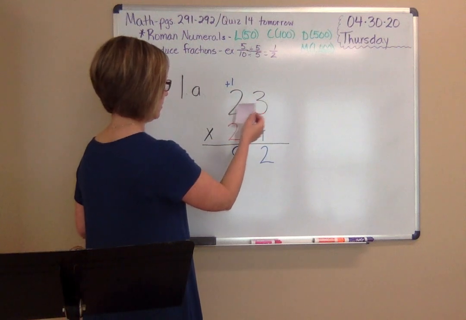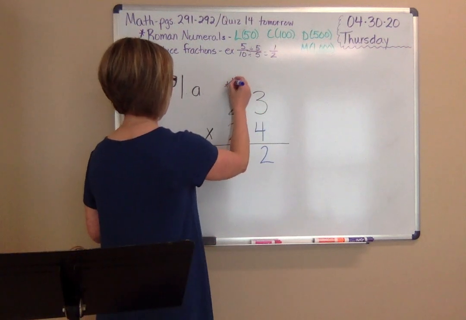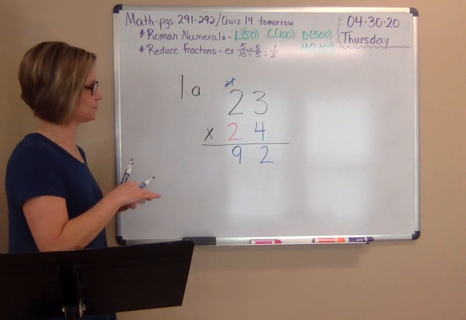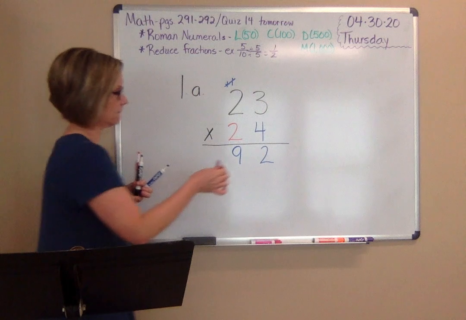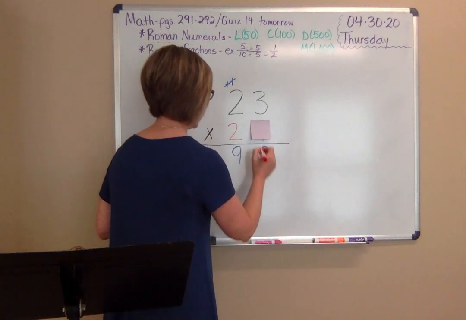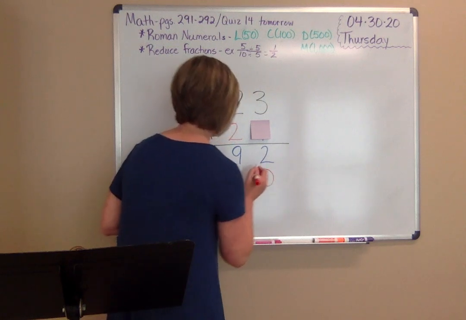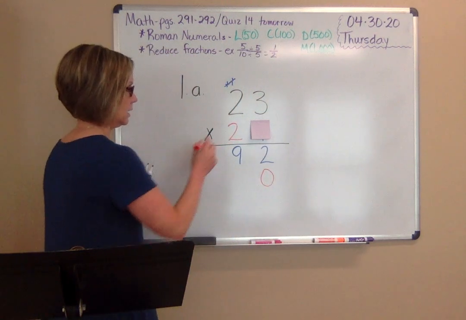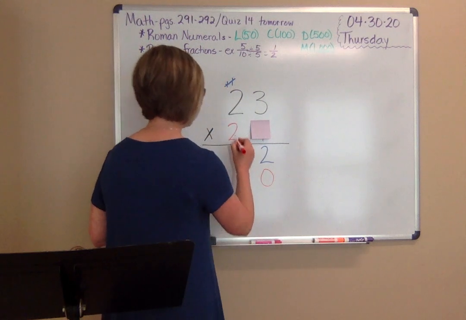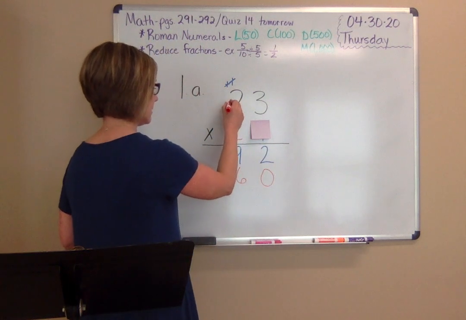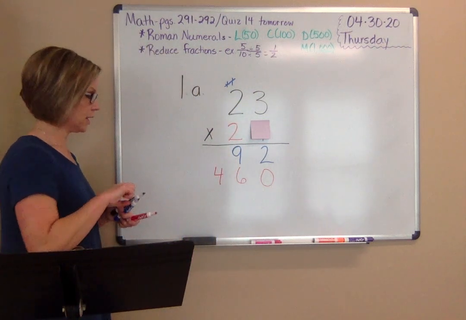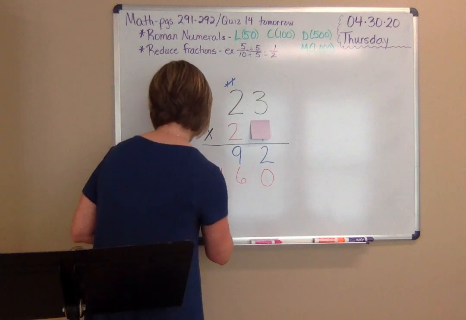Now I'm going to slip over. Oh, sorry, I forgot to mark out my plus 1. So we're finished with it. I'm going to move over now to my red. First thing I need to do is put my 0 placeholder. 2 times 3, 6. 2 times 2 is 4. Your second partial product should be 460.